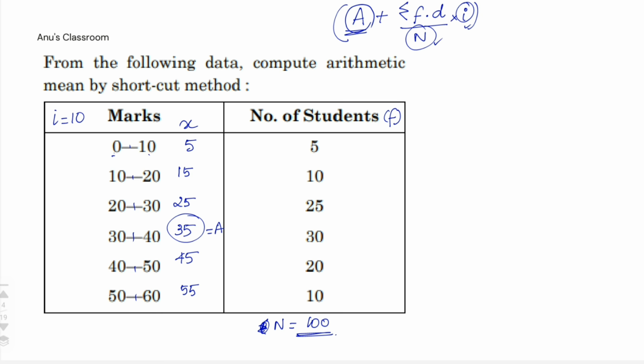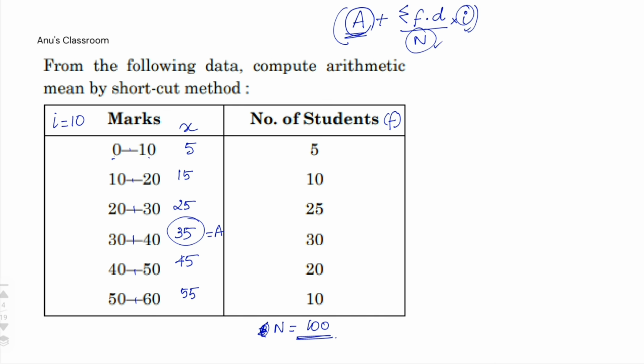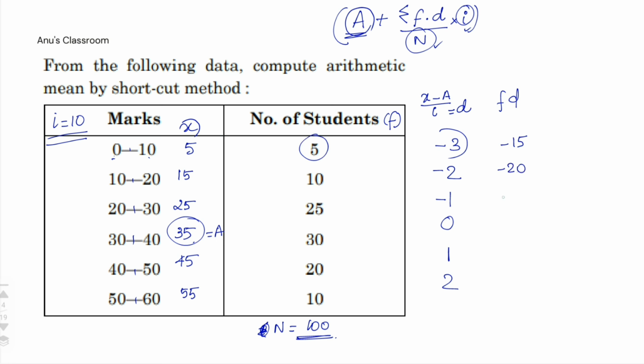So I am taking 35 as my A. Now I need to find D, that is the deviation. To find the deviation, we subtract A from X and divide by our class interval, because it is a continuous frequency distribution. So D equals X minus A divided by I. I'll write down the D quickly. Now that I have D, I can find FD, that is, multiply D with the frequency. I'll write down the FD as well.